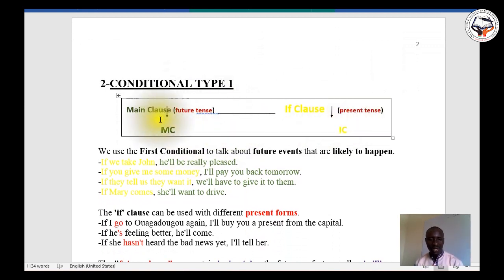I have made a board here. You can see the chart. The main clause, MC, I have written above, and the future tense, and the if clause in the present tense, I have written above.